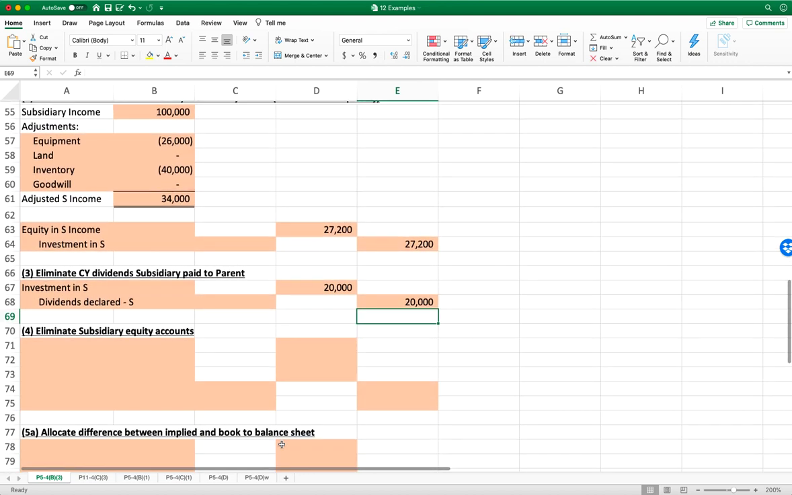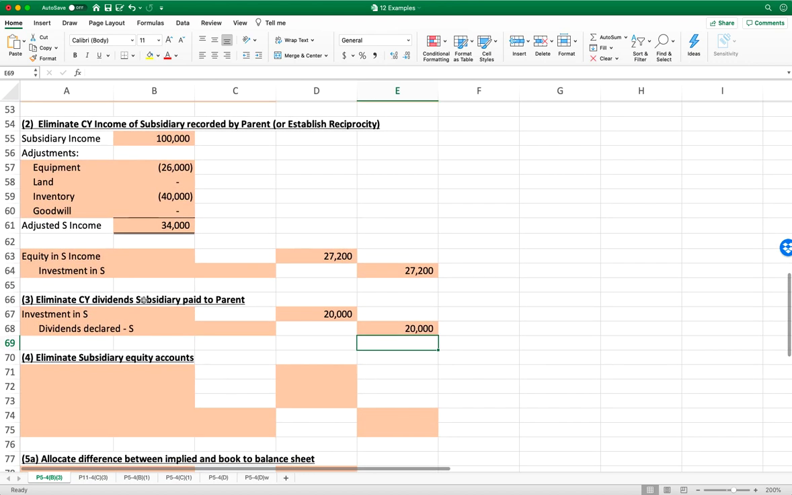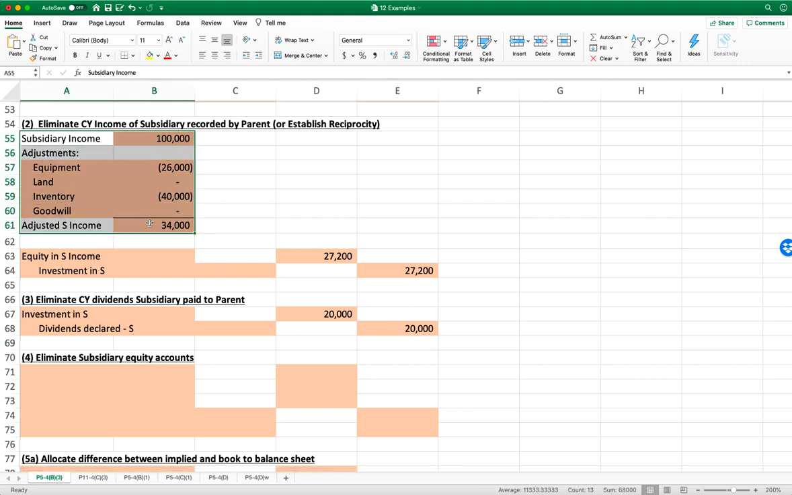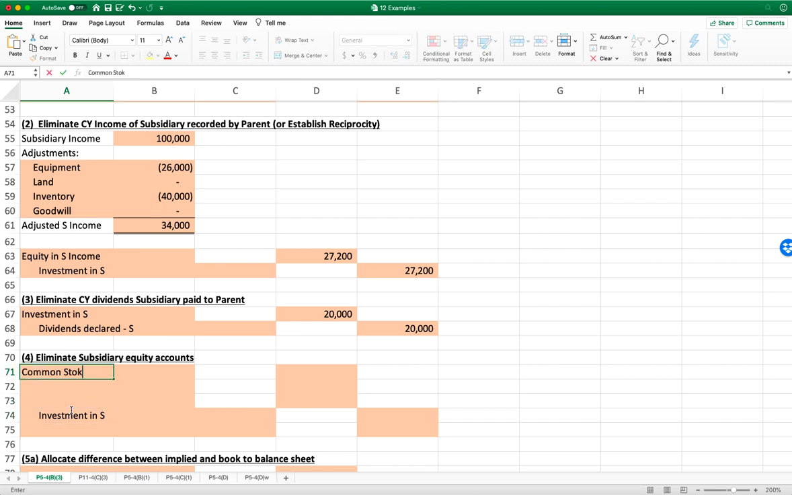We still haven't gotten anything new here other than learning about how to eliminate subsidiary equity and subsidiary income under the equity method. Okay, this is our old trustee. This is the one we've been doing the longest. So I'm just going to pop our account names in here. We know we have investment in S. We also know we have two equity accounts, common stock of our subsidiary and 1/1 retained earnings of our subsidiary.